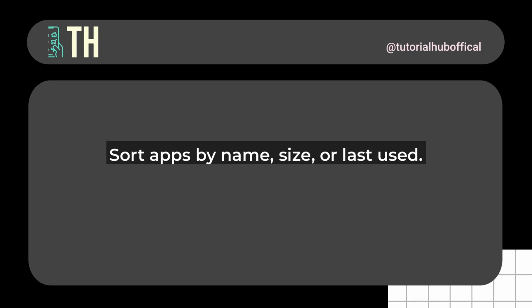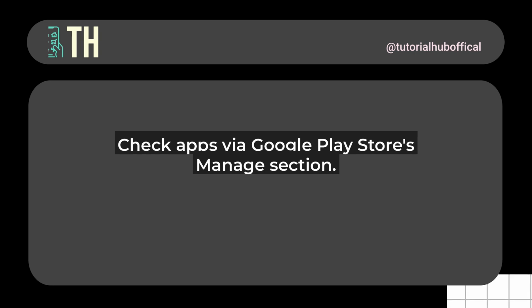Another handy method is through the Google Play Store. Open the Play Store app, tap your profile icon in the top right, and select Manage Apps and Device. Under the Installed tab, you'll see a comprehensive list of all your apps, perfect for checking updates or uninstalling unused ones. And there you have it.